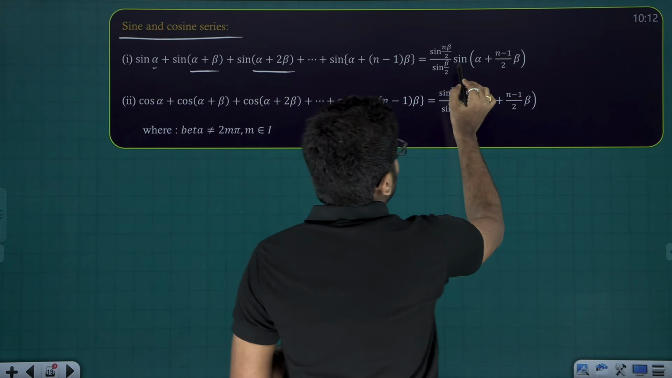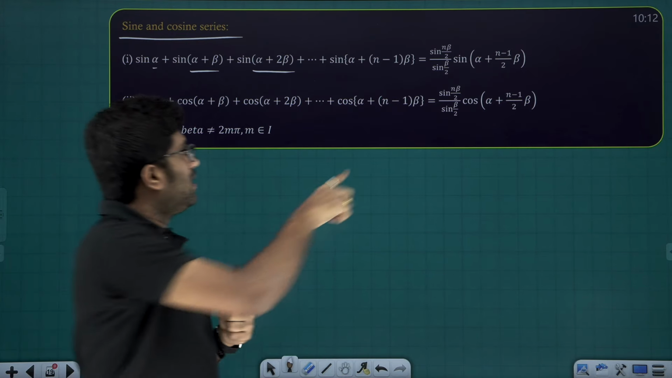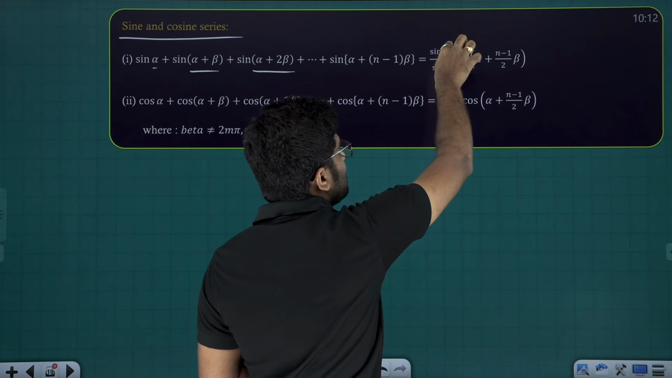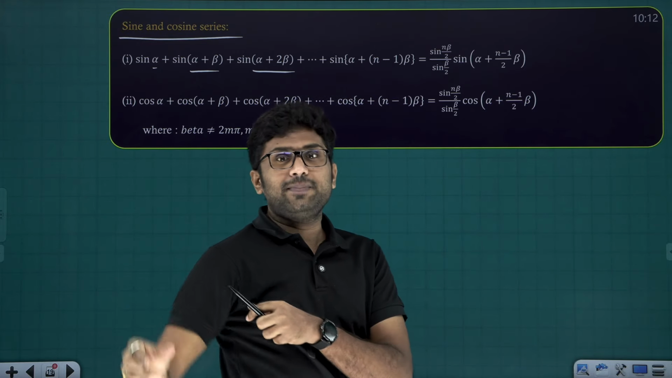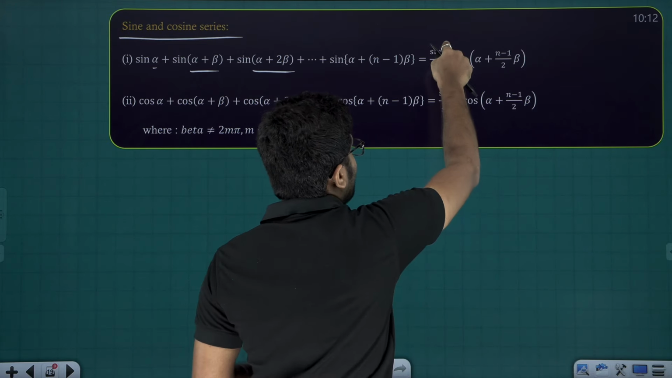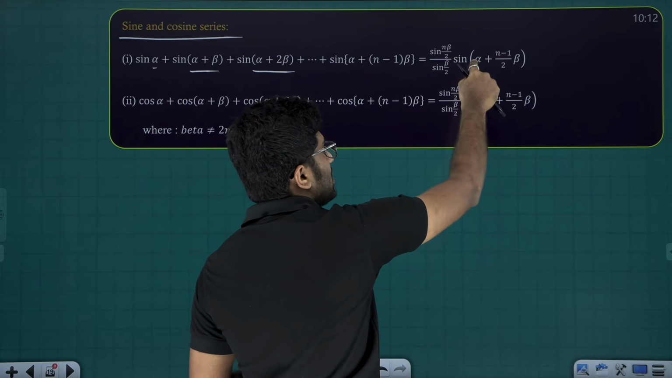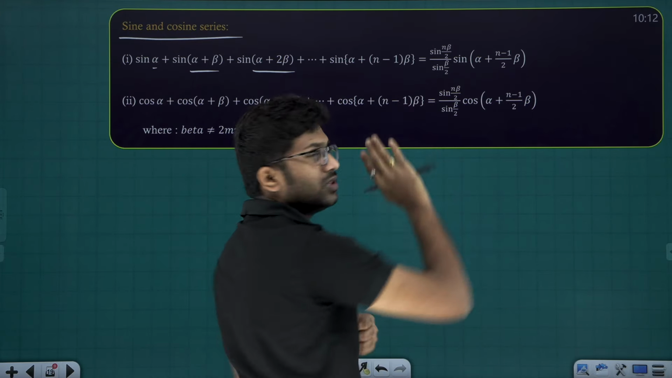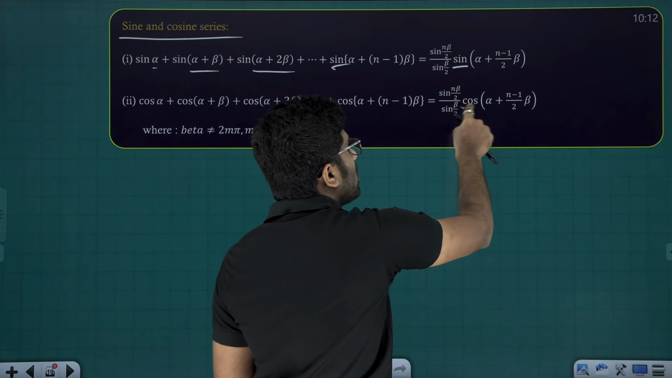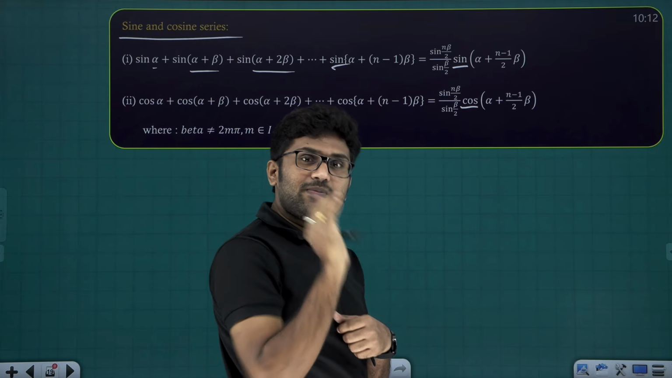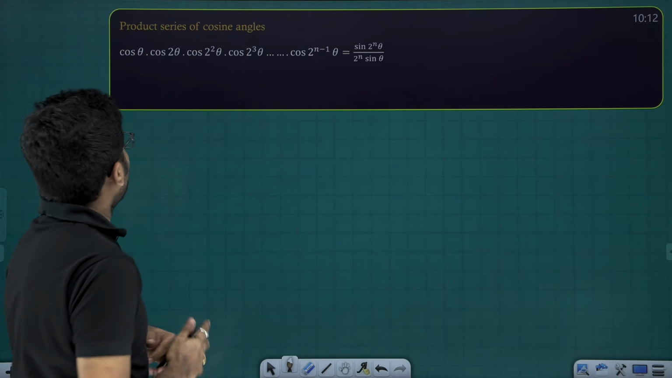Next, the nth term we already know: A plus n minus 1 into D. Here the common difference is beta, just take it as beta by 2. So it is alpha plus n minus 1 into beta by 2. So sin n beta by 2 by sin beta by 2 is the same for both, and for the sine series it is sin, and for the cosine series it is cos. The only difference between these two is sin for the sin angle and cos for the cos angle. Everything else will be the same. Clear?